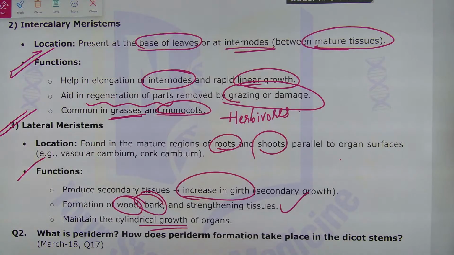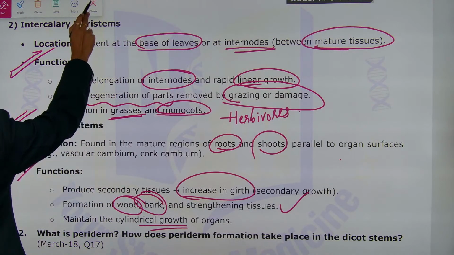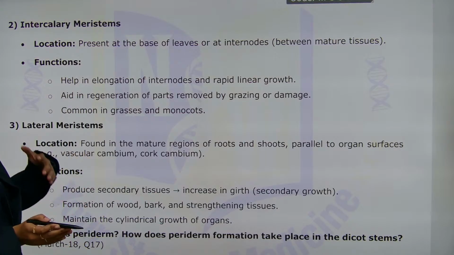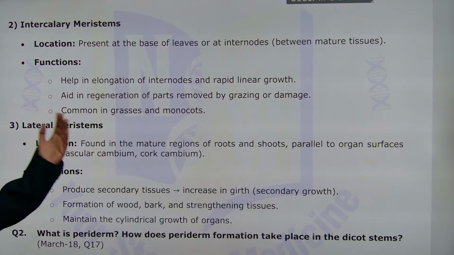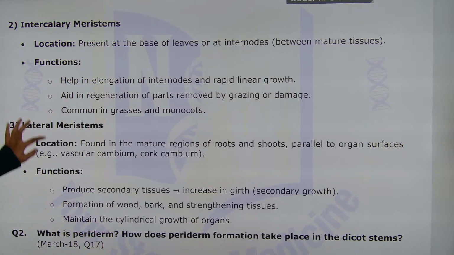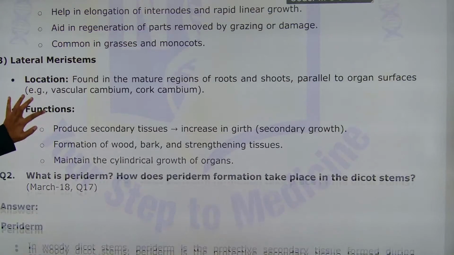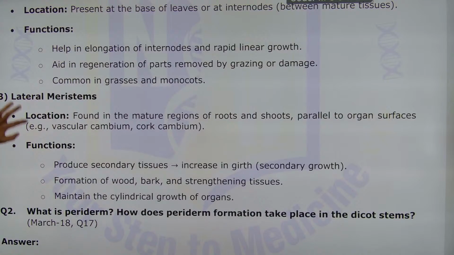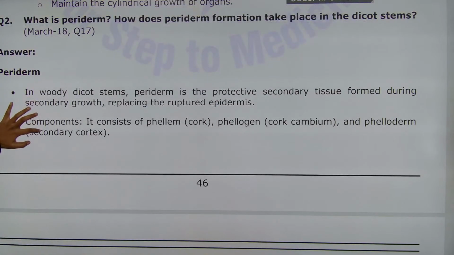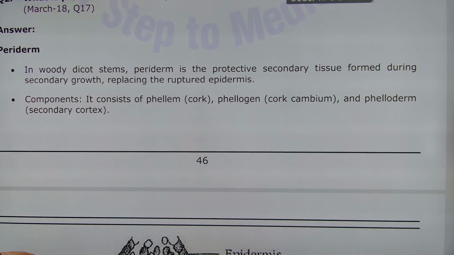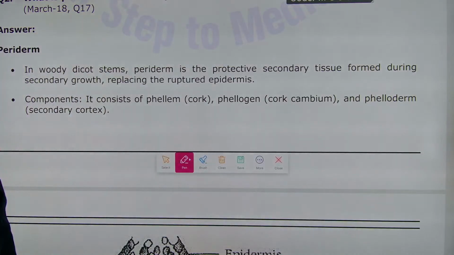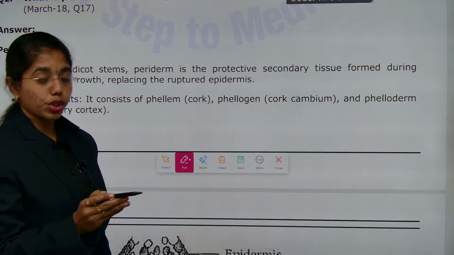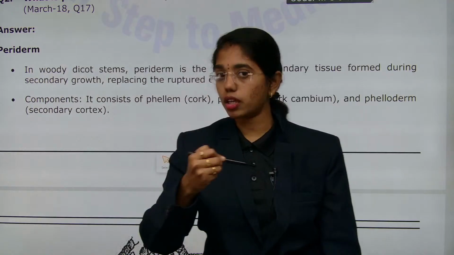This is the complete description of both types of meristems, primary and secondary. Primary again has apical meristems and intercalary meristems. Next we will move on to the question: what is a periderm? When you choose this question, it should definitely be a diagram based explanation. You have to explain in a schematic, systematic way.